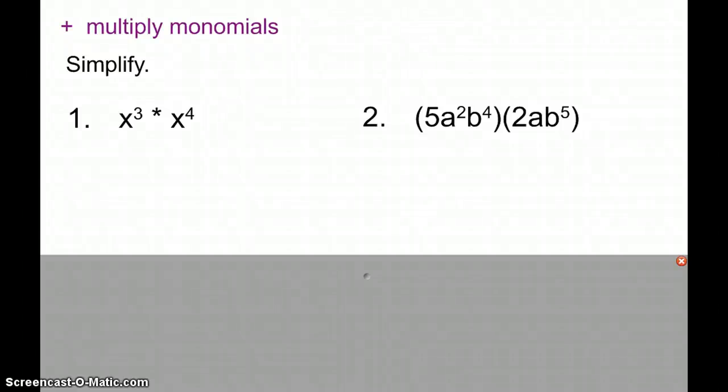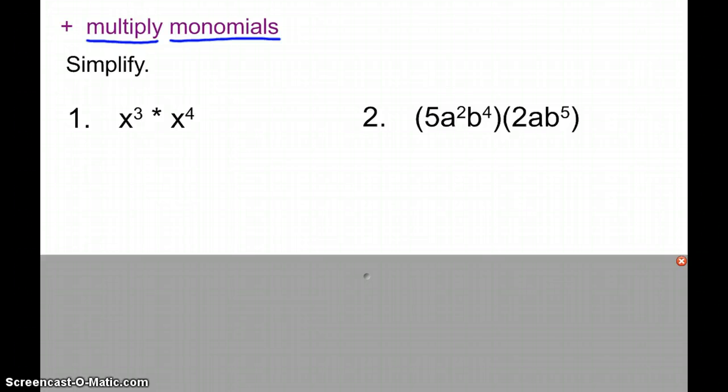In this video, we're going to continue with section 5.1, specifically with the idea of what happens when we multiply monomials. The first example we're going to look at is example number 1, where we're asked to multiply x to the third power times x to the fourth power.